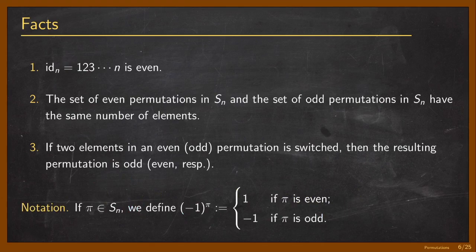Now, there is some notation that we are going to use. If pi is a permutation in S sub n, it's either even or odd. If it is even, we will mean 1 for the expression negative 1 raised to pi. It's like raising negative 1 to an even integer, therefore it's 1. But it's not really an integer, pi is a permutation. So if pi is odd, we shall define this expression as negative 1 instead. Okay?